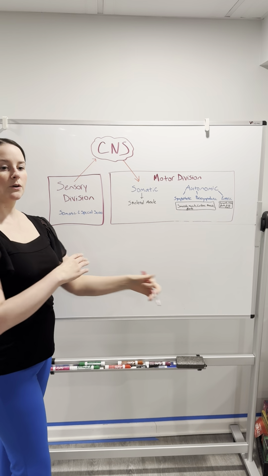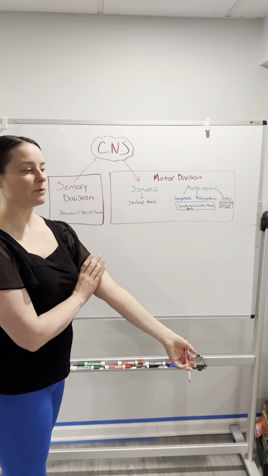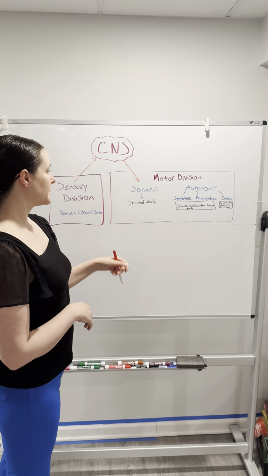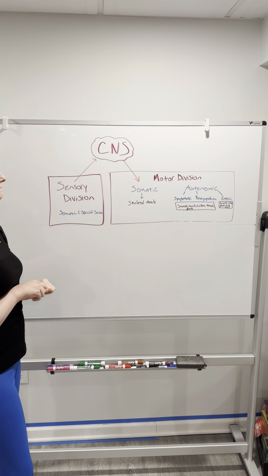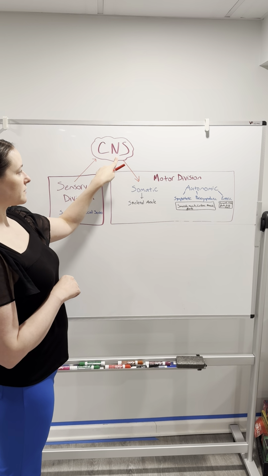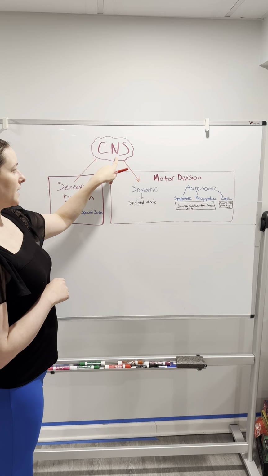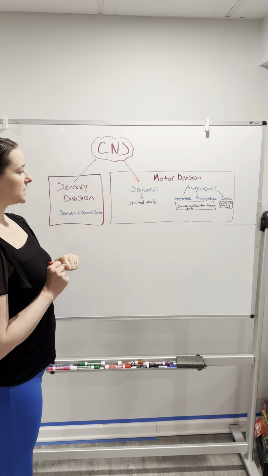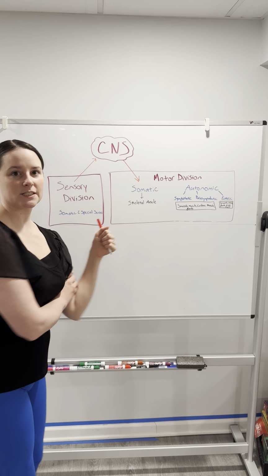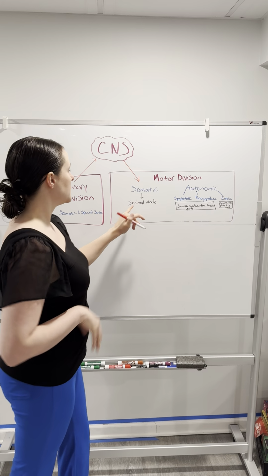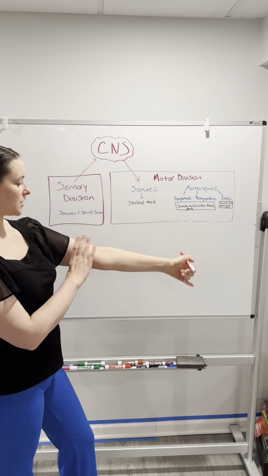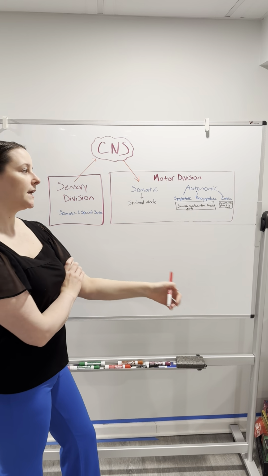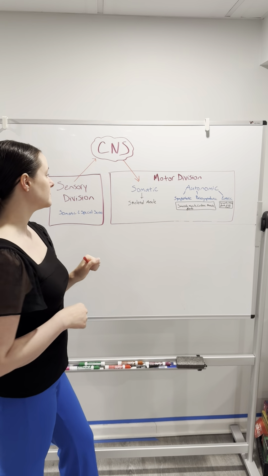Okay, so in my example of maybe someone grabbing us, right? We get that sensory information from our somatic area of our sensory division. That information gets sent to our central nervous system. Okay, our brain or spinal cord says, oh, somebody's grabbing us, this could be dangerous, let's pull away. Okay, so our central nervous system sends information to our skeletal muscle in our arm and tells it to pull away.